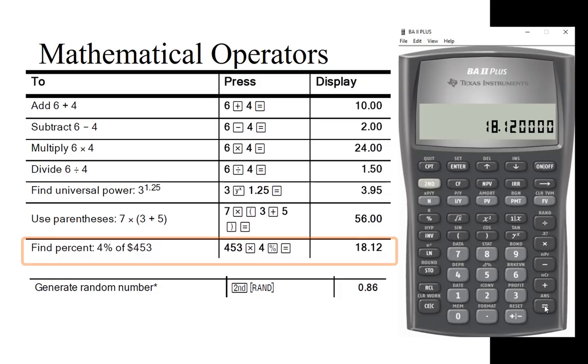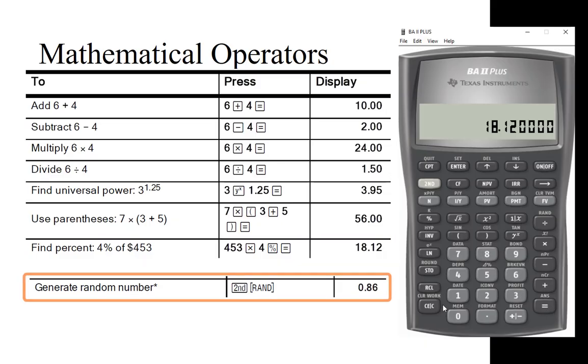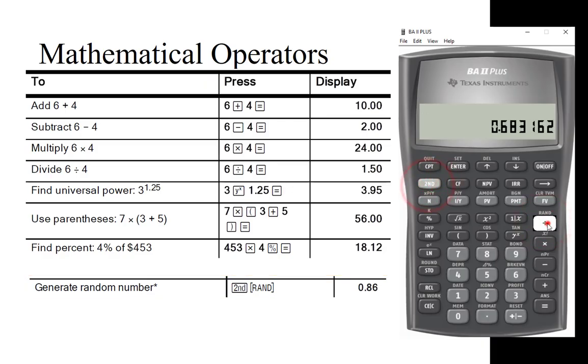And then the last function here that I want to show you is that we have this generate random number feature, where if we hit second and random, you'll notice that right above the dividing sign we have RAND for random, and every time we hit that, it'll give us another random number between 0 and 1. And so if you wanted to flip a coin with someone, you could simply say, well, if it's above 0.5, I win, and it's below 0.5, I lose.